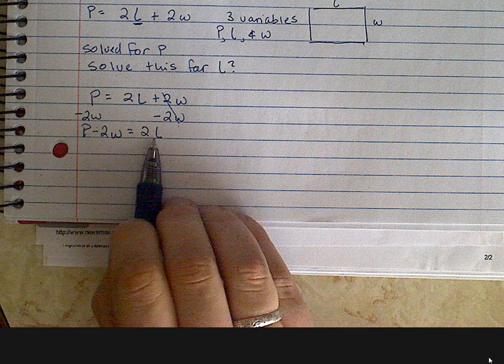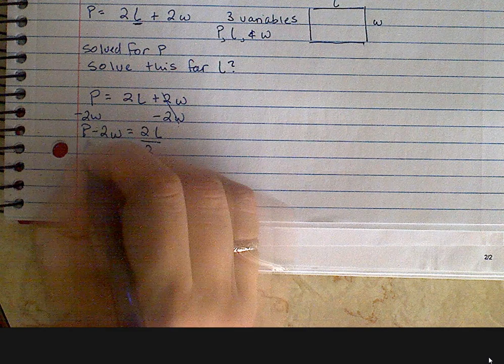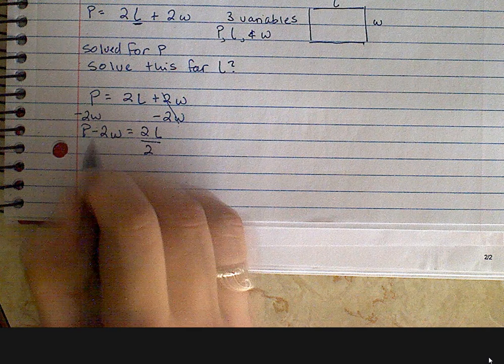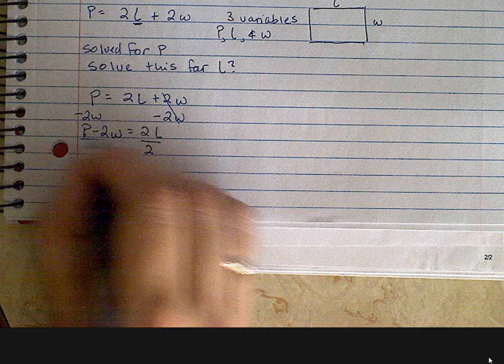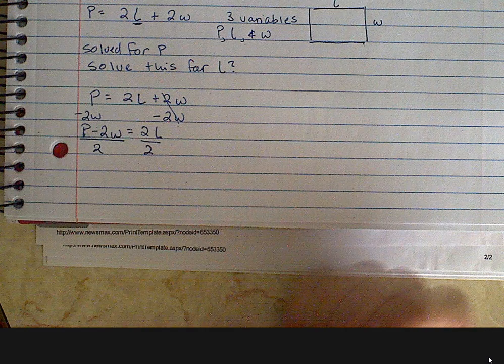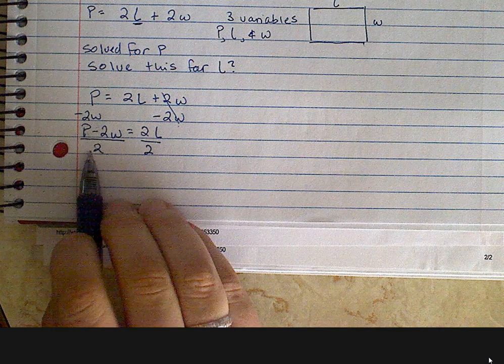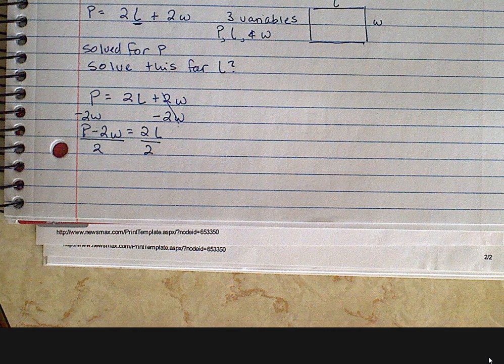Great. So I'm going to divide this side by 2, and then I have to do the same thing to the other side. In order to be fair, I have to divide the whole other side, everything over here, by 2. So I'm not just doing P divided by 2, and I'm not just doing 2W divided by 2, I'm doing the whole other side divided by 2.